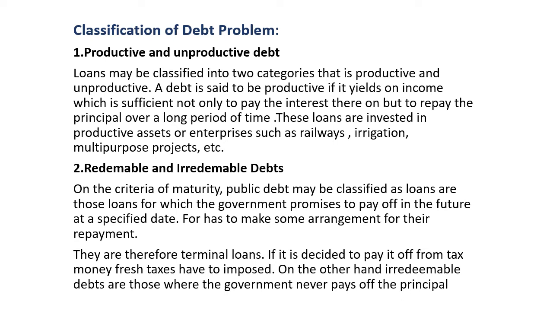Redeemable and irredeemable debts. On the criterion of maturity, public debt may be classified as redeemable or irredeemable. Redeemable loans are those loans which the government promises to pay off in the future at a specified date, and makes some arrangement for their repayment. These are therefore terminal loans. If it is decided to pay from tax money, fresh tax has to be imposed. On the other hand, irredeemable debts are those where the government never pays off the principal.